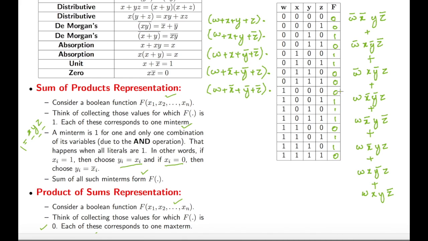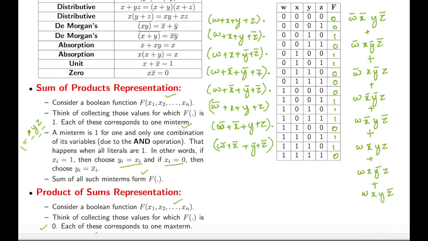w bar plus x plus y plus z. Then we have this one, which is w bar plus x bar plus y plus z. Then the last one should be all bars: w bar plus x bar plus y bar plus z bar. So 1, 2, 3, 4, 5, 6, 7, 8.